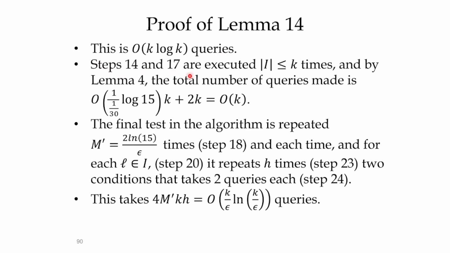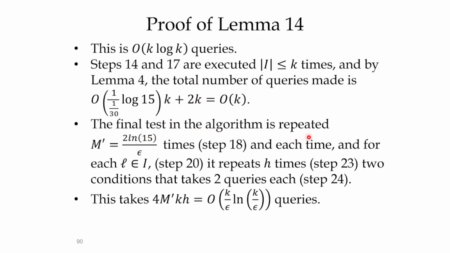Steps 14 and 17 are executed less than or equal to k times, which is the number of relevant sets. And by lemma 4, the total number of queries made is O(1/30 log 15k + 2k), which all of this is equal to O(k log k).